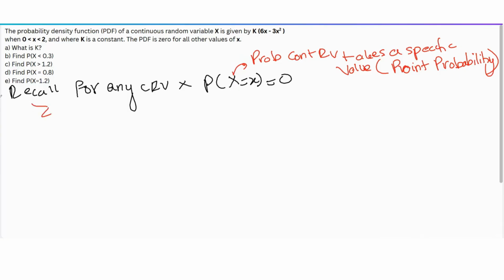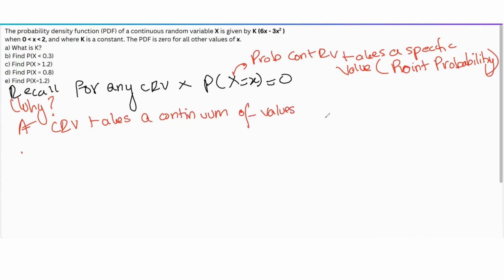Now, let's just quickly recall why it is that the point probability is 0 for a continuous random variable. A continuous random variable takes a continuum of values. By continuum of values, we mean that it takes uncountably infinite values. So the chance of any one point is so low that it becomes almost equal to 0.